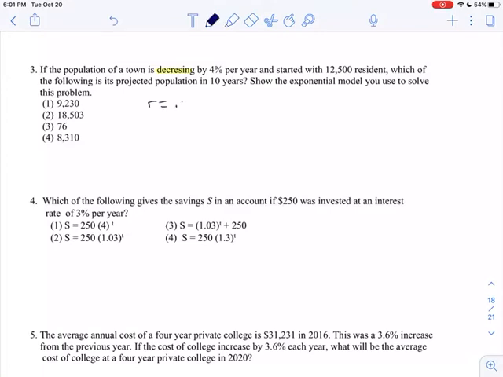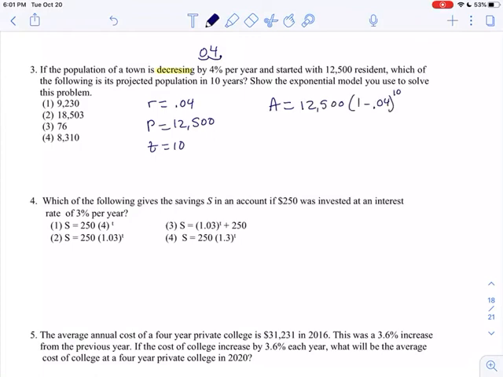If the population of a town is decreasing, so I'm decreasing by 4% per year, okay, so my rate is going to be 0.04. I'm taking that decimal and I'm moving it 2 places to the right because this is 4%. My decimal's here and I move it 2 places this way. So my rate is 0.04. I started with 12,500 residents, so that's my P, my initial amount. Which of the following was the projected population in 10 years? So my time is 10 years.